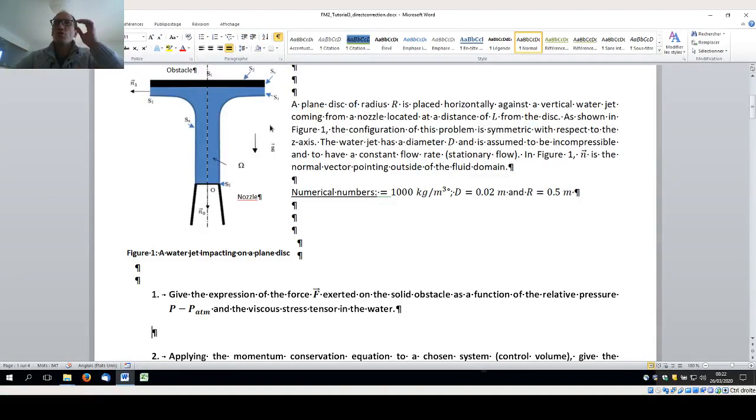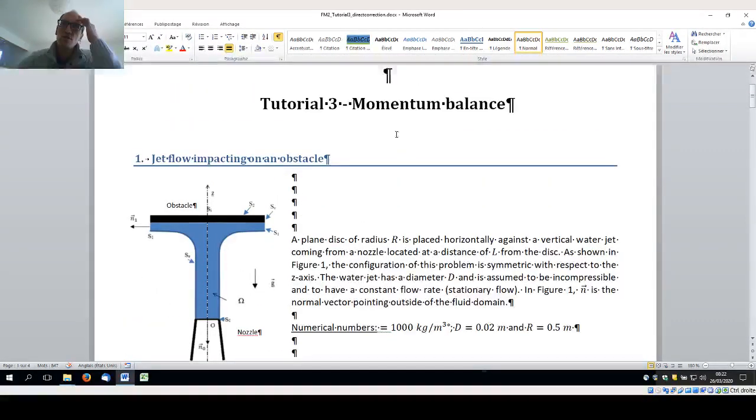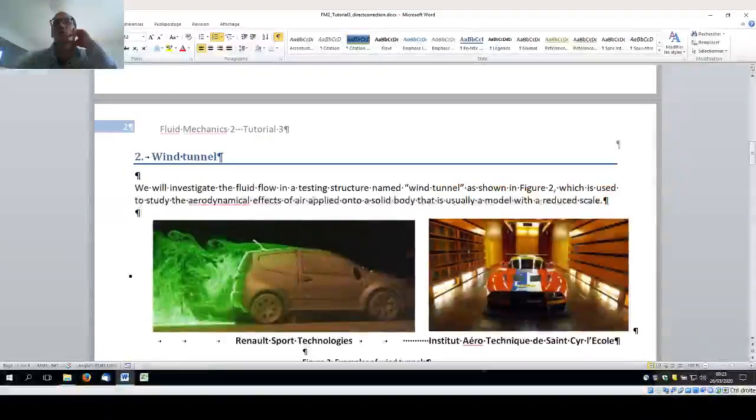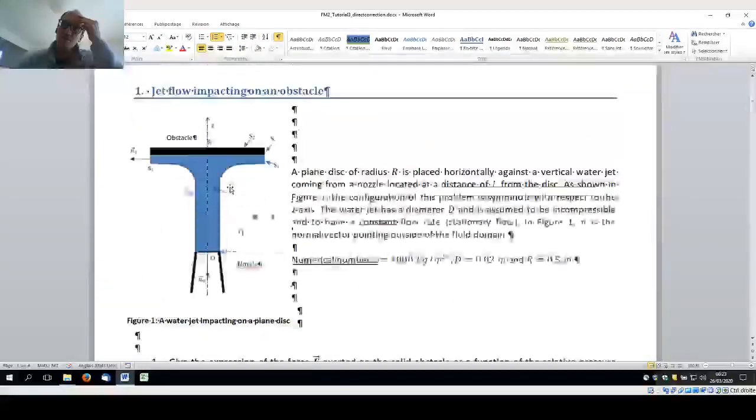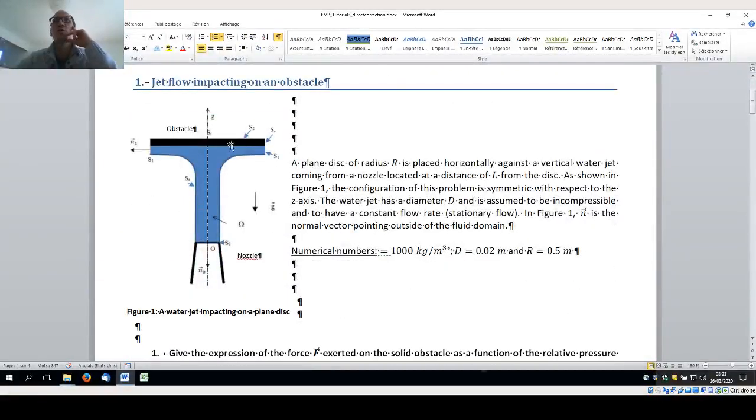So this tutorial is dedicated to the applications of the momentum balance that we have seen together in the lecture of last week, beginning of this week. We'll have two different exercises. The first one will deal with a jet flow impacting on an obstacle, and for the second exercise, we'll treat a slightly more complicated configuration of a wind tunnel, but let's see how fast we are going.